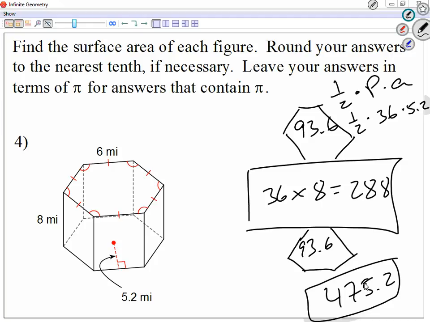Excluding cylinders, because I haven't looked at a cylinder yet. Excluding cylinders, any questions? No, we're good. All right, let's take a look at a cylinder now.